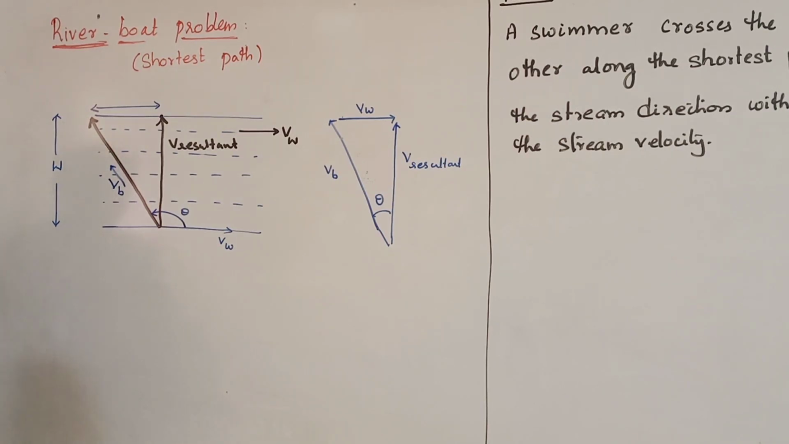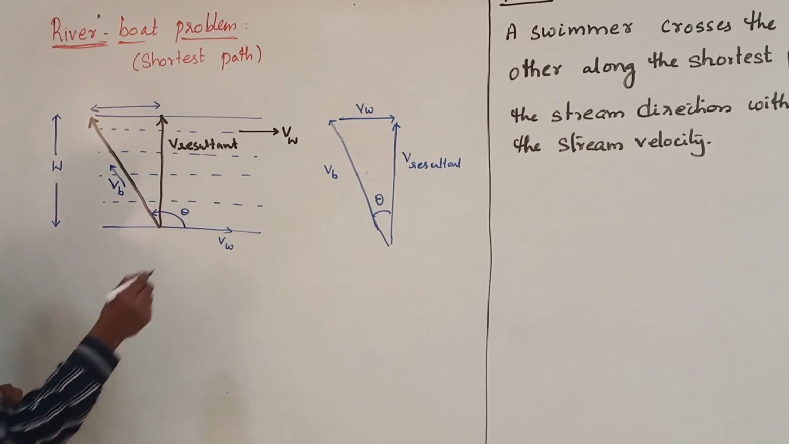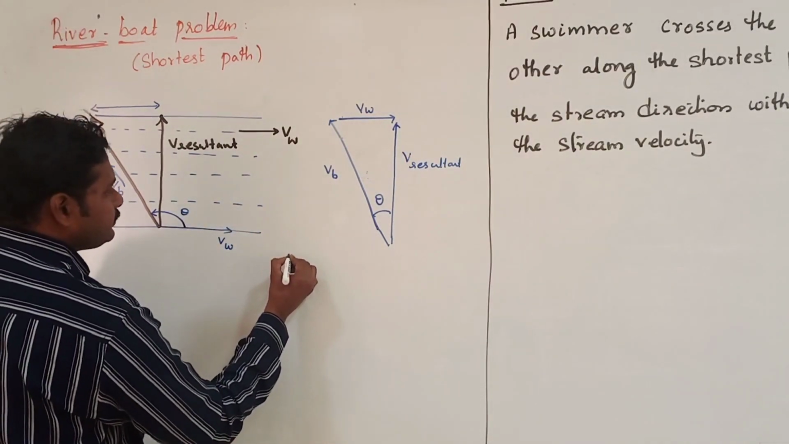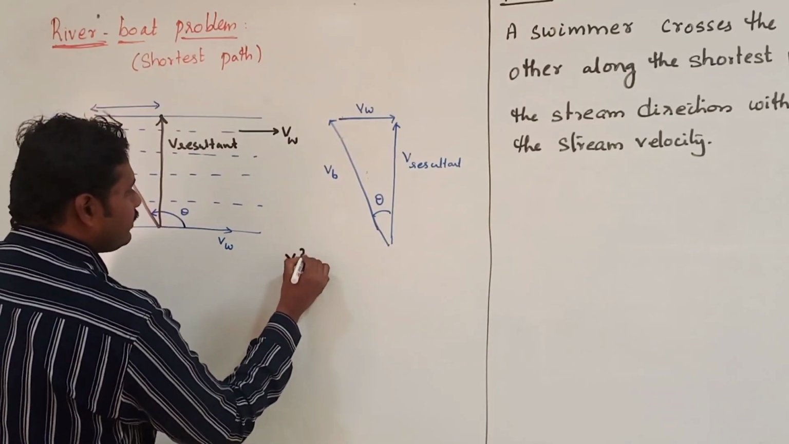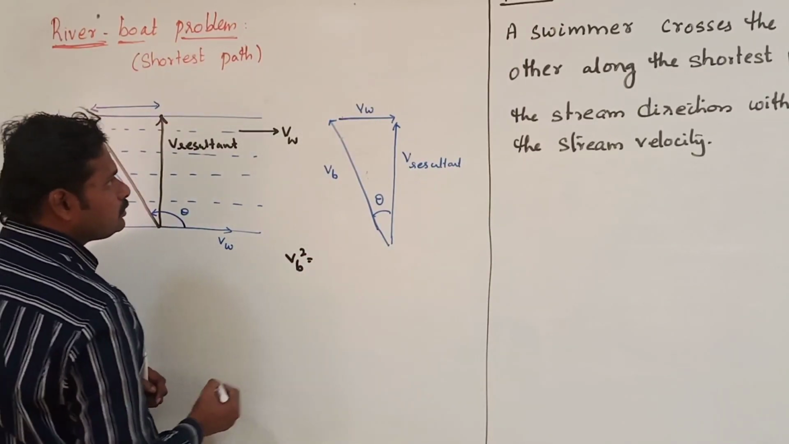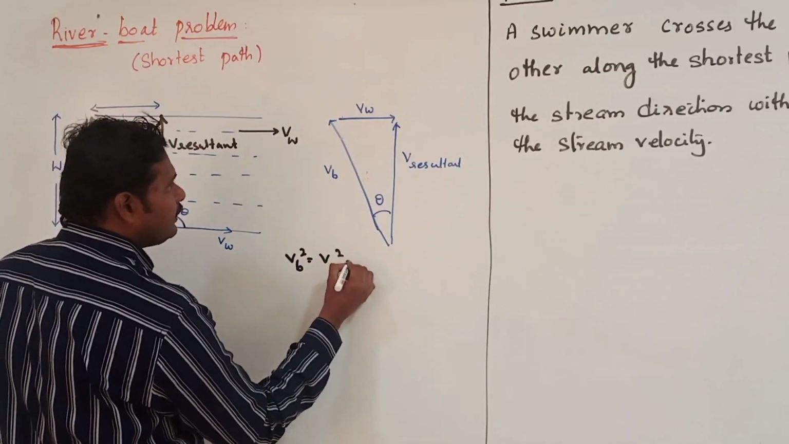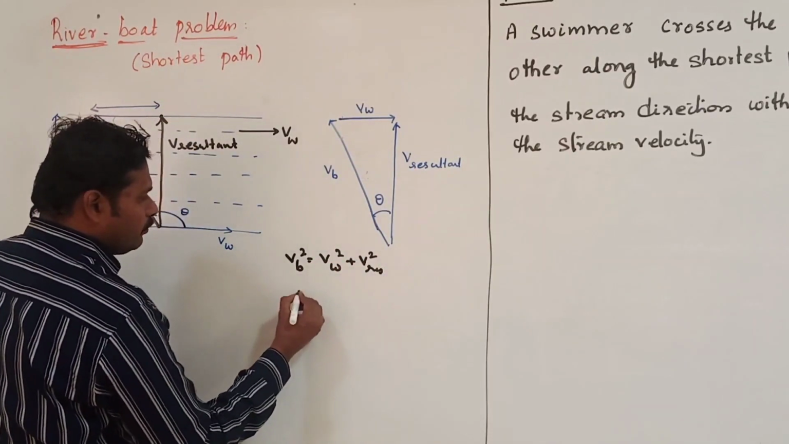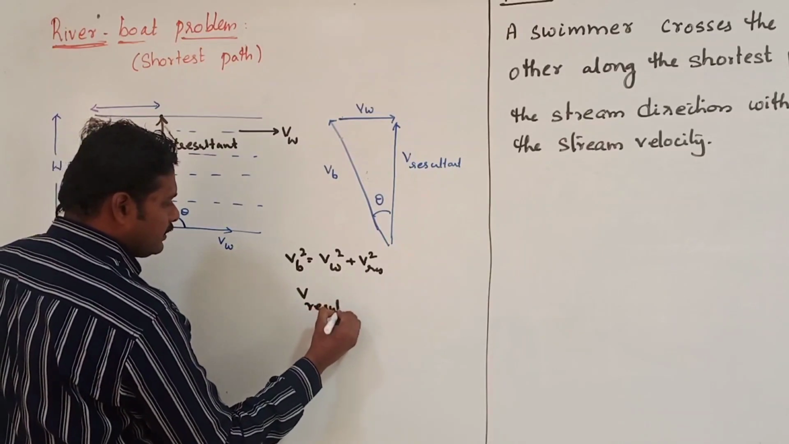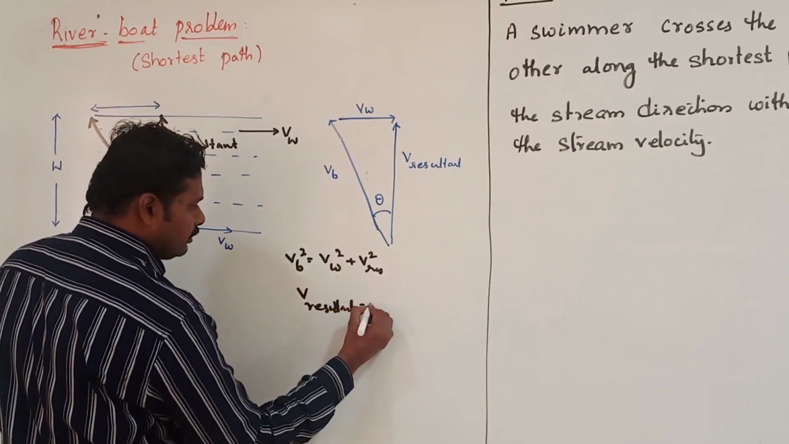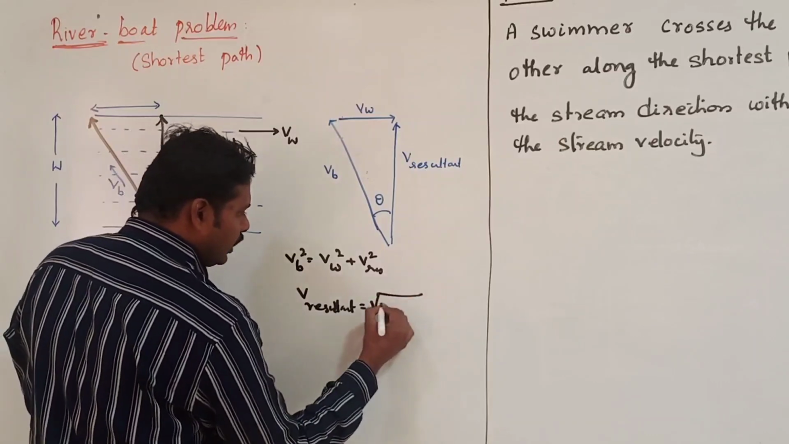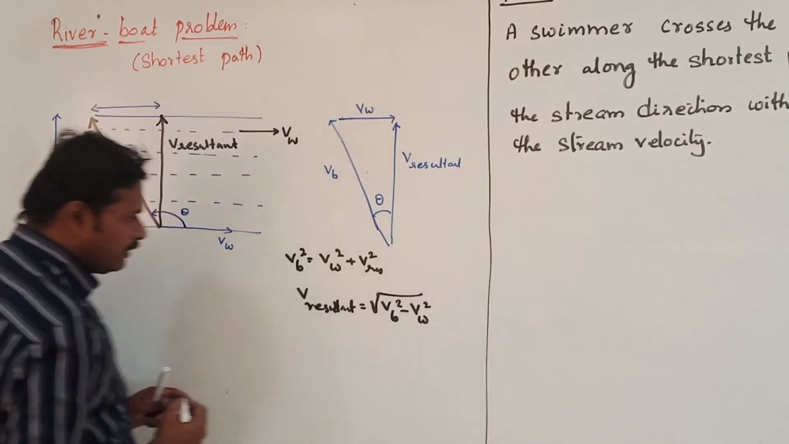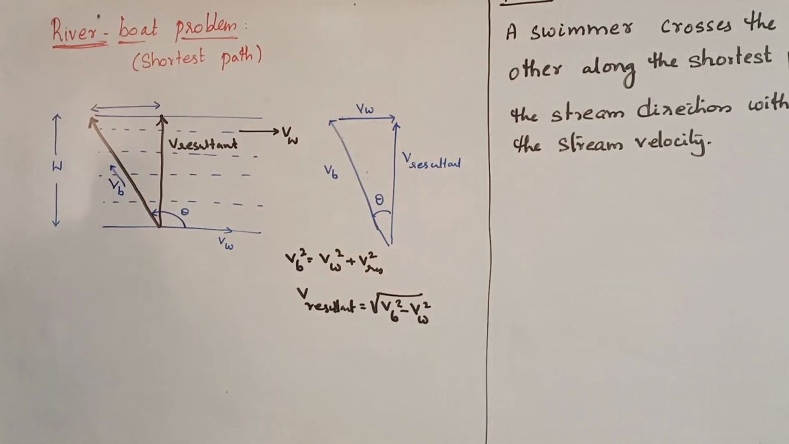Now how do you write this one? VB square is equal to VW square plus V resultant square. Now V resultant is equal to the square root of VB square minus VW square. In that way we can calculate.